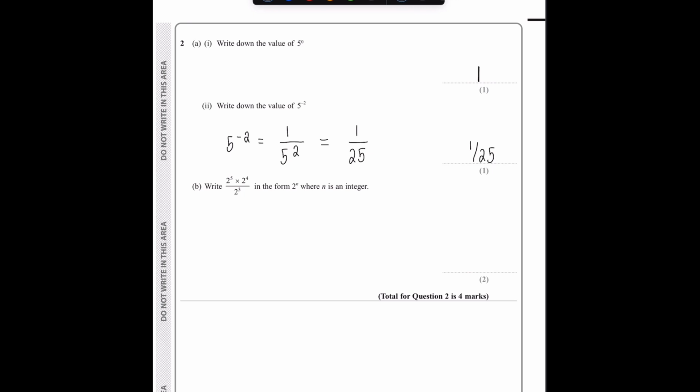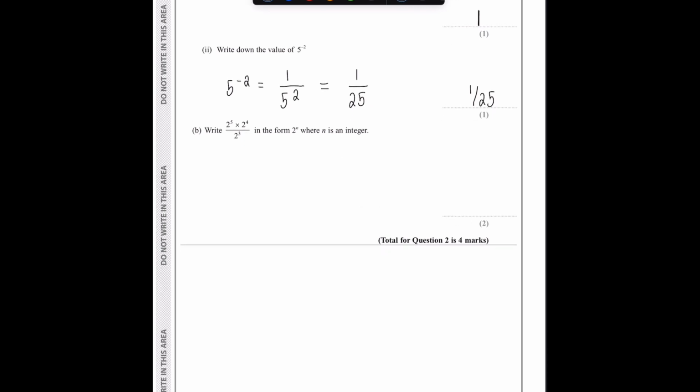For part B now, part B says, write this following fraction in the form 2 to the power n, where n is an integer. So the first thing we want to do is simplify the fraction. Let's first look at the numerator. So we have 2 to the power 5 times by 2 to the power 4. Since we have the same base number here of 2, all we need to do here is add the powers. So we have a power of 5 and we have a power of 4. 5 plus 4 is 9. So this is the same as writing 2 to the power 9.